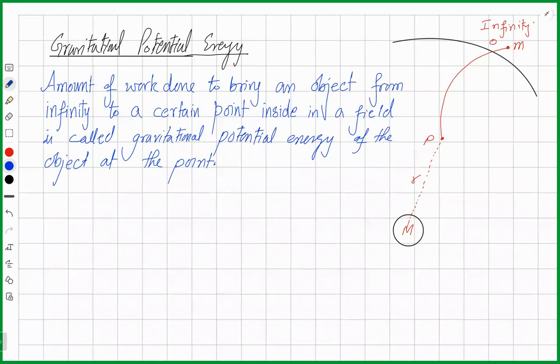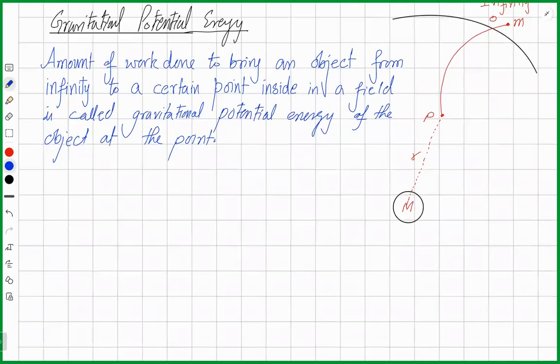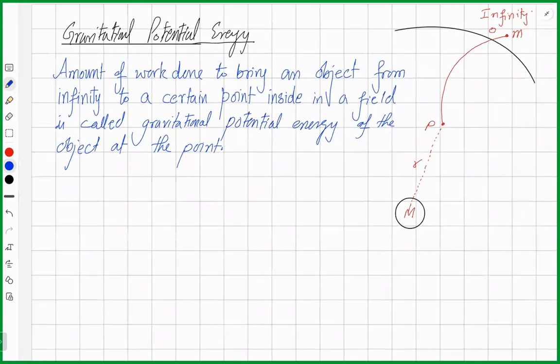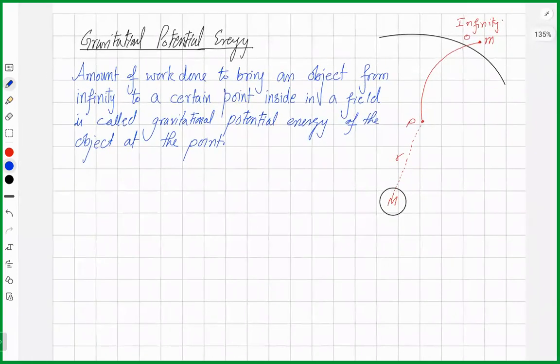Now, if we bring an object from infinity to a certain point in the field, that work done is called gravitational potential energy. And the formula for gravitational potential energy equals minus GMm over r.